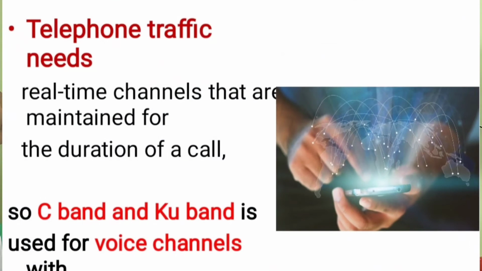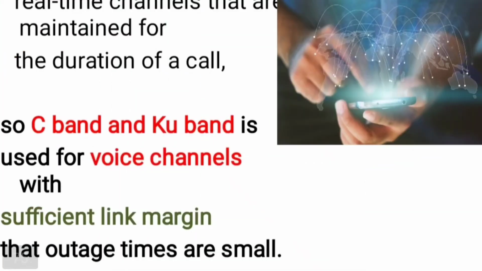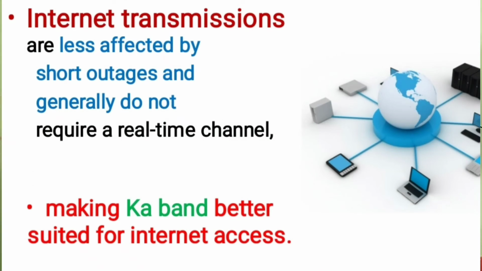Telephone traffic needs real-time channels that are maintained for the duration of a call. So C-band and Ku band are used for voice channels with sufficient link margin so that outage times are very small. Internet transmissions are less affected by short outages and generally do not require a real-time channel, making Ka band better suited for internet access.